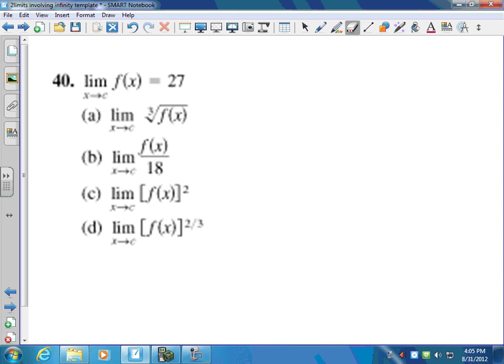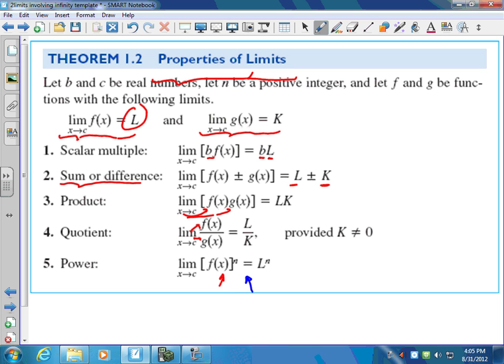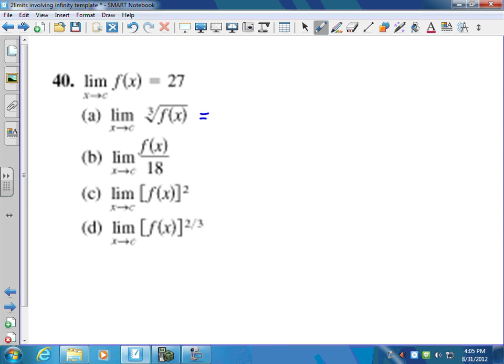So let's do an example. Let's say that you happen to know the limit of f of x as x approaches c is 27. What can you then say about the limit of the third root of f of x as x goes to c? So one of the properties we saw earlier was the exponentiation property. So our n is 1/3 here. So if you know the limit of f of x is 27, the answer will be basically 27 to the 1/3 power. In other words, 3.